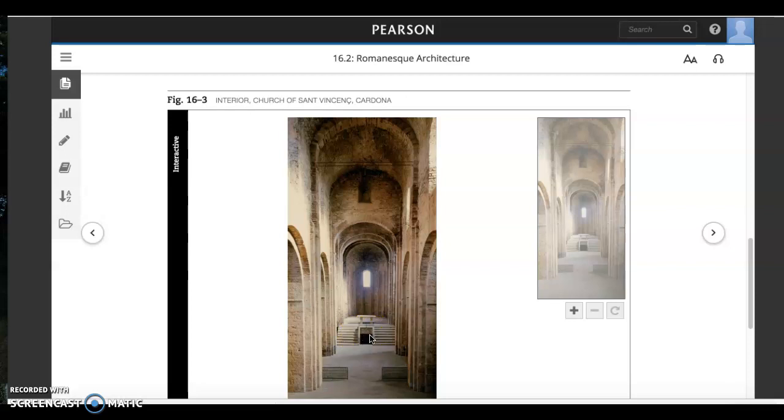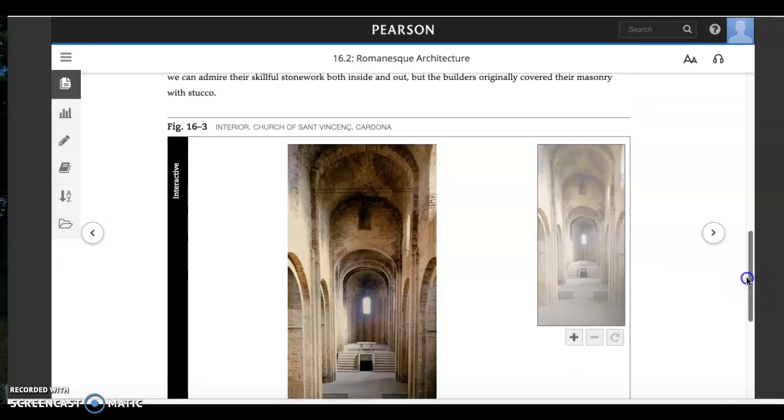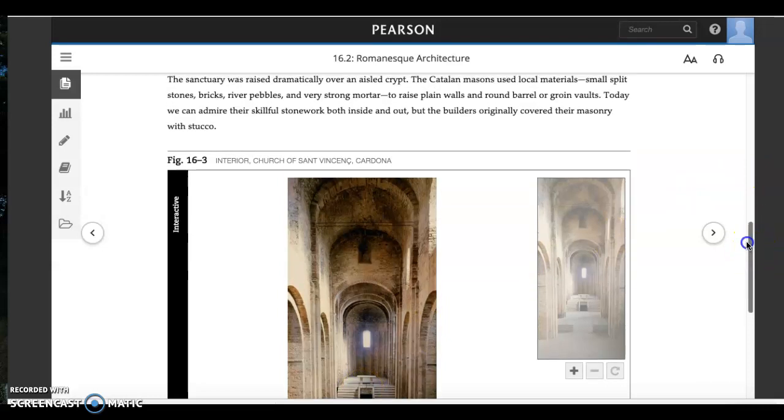So we're going to see in many of these churches that there are sacred relics, sacred remains of holy figures that are connected to the altars and that are part of what gives the church its spiritual power.